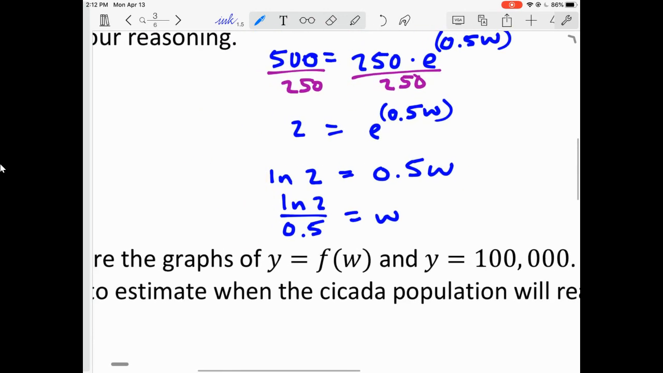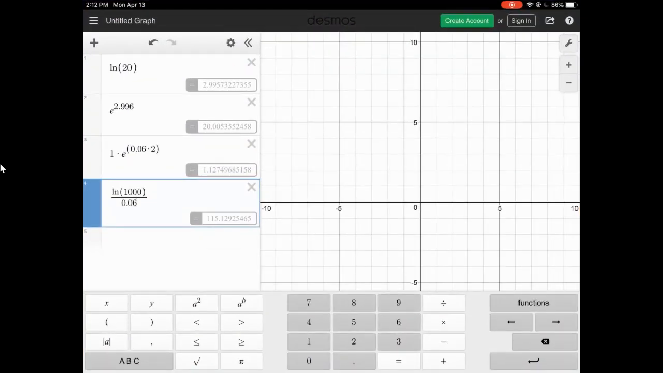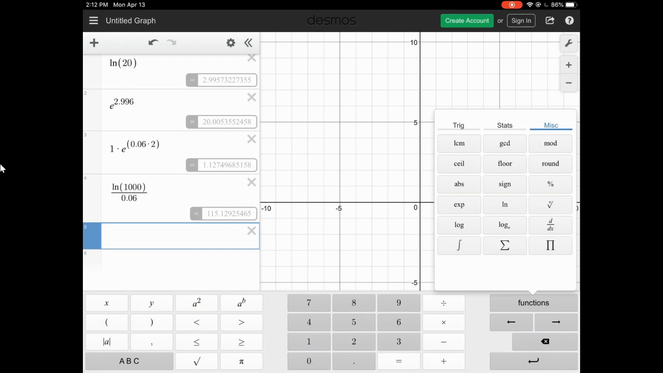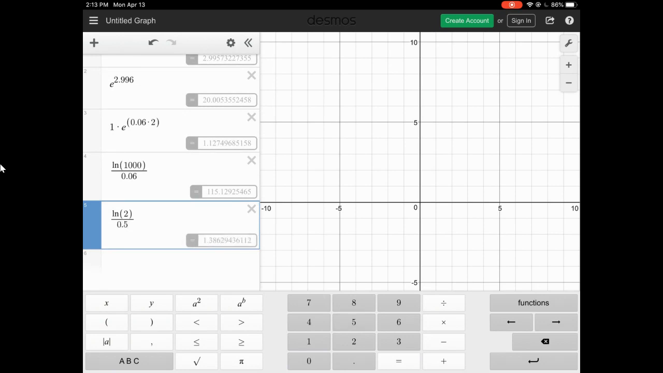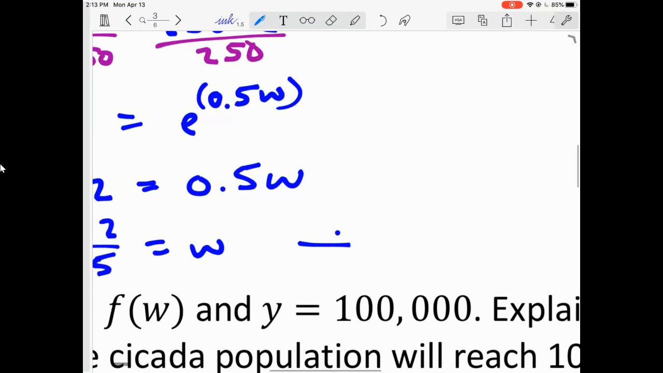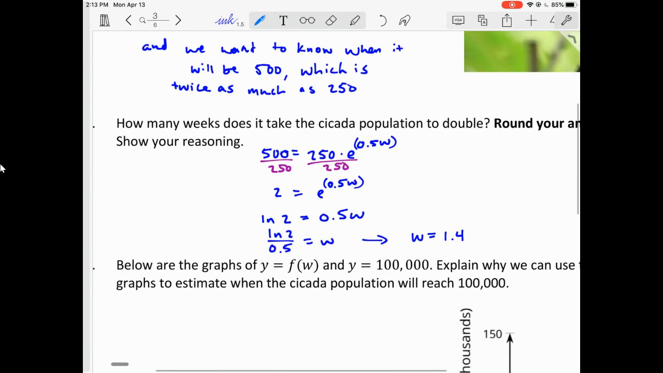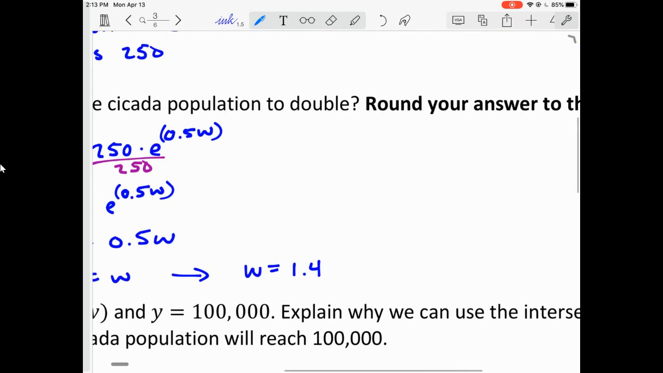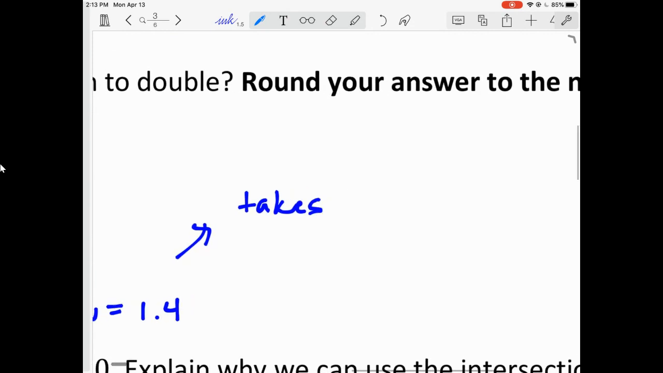Here's our answer in logarithmic form. We want to get it as a decimal answer though. So let's divide the natural logarithm of 2 by 0.5. We get 1.386, or rounding to the nearest tenth, 1.4. So this means that w equals 1.4, which means it would take 1.4 weeks to double.